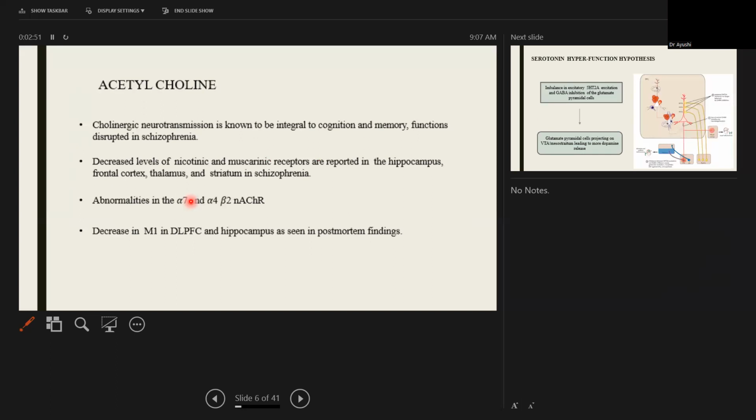Then there is acetylcholine. Cholinergic neurotransmission is known to be integral for cognition and memory functions, and it is disrupted in schizophrenia. So a decrease in the level of nicotinic and muscarinic receptors in the hippocampus, frontal cortex, thalamus, and striatum is seen in schizophrenia. There are abnormalities in alpha 7 and alpha 4 beta 2 nicotinic acetylcholine receptors, and also there is a decrease in the M1, that is the muscarinic receptor, in the DLPFC and hippocampus, as seen in the postmortem findings.